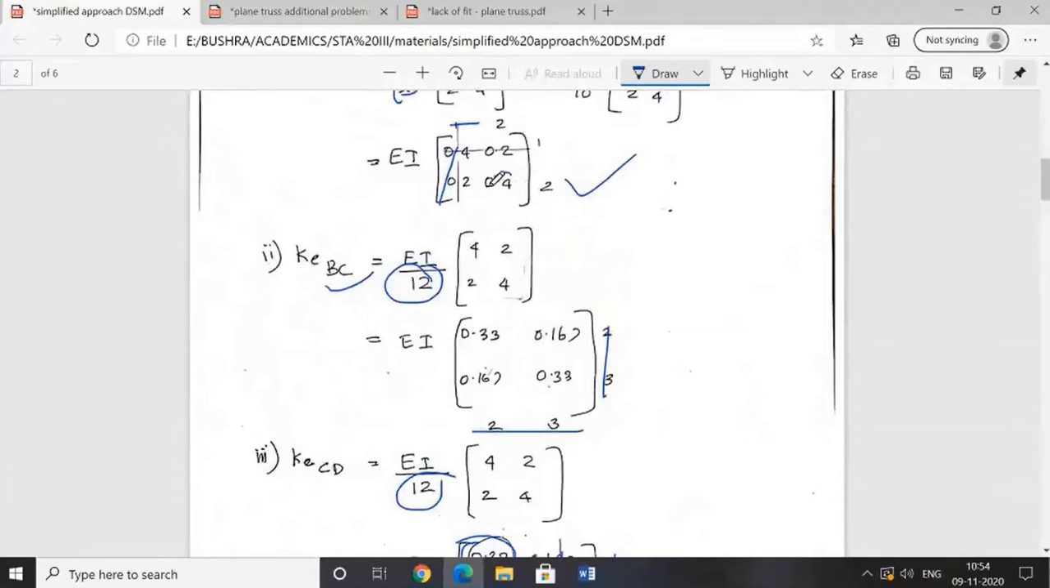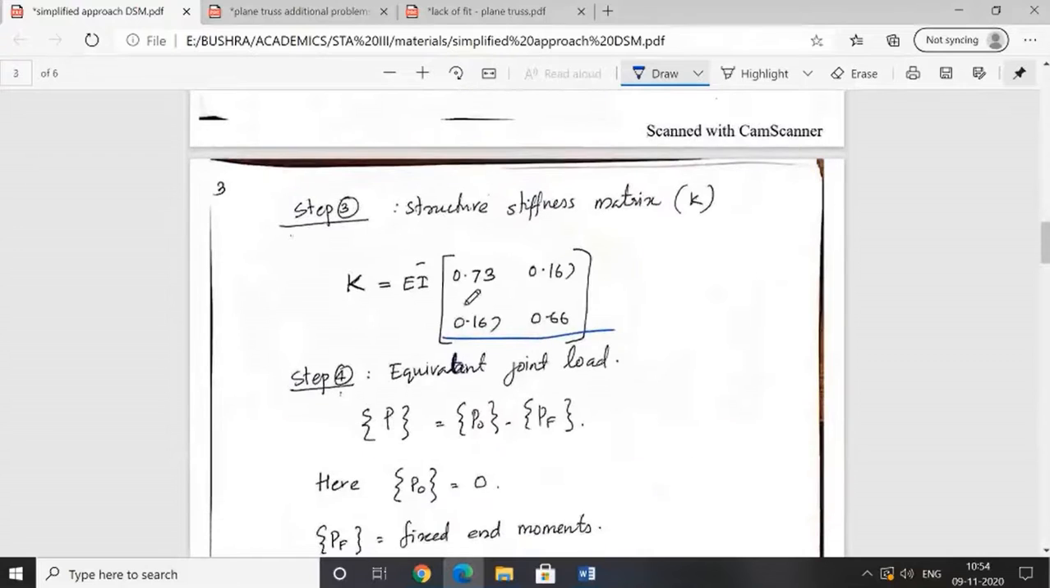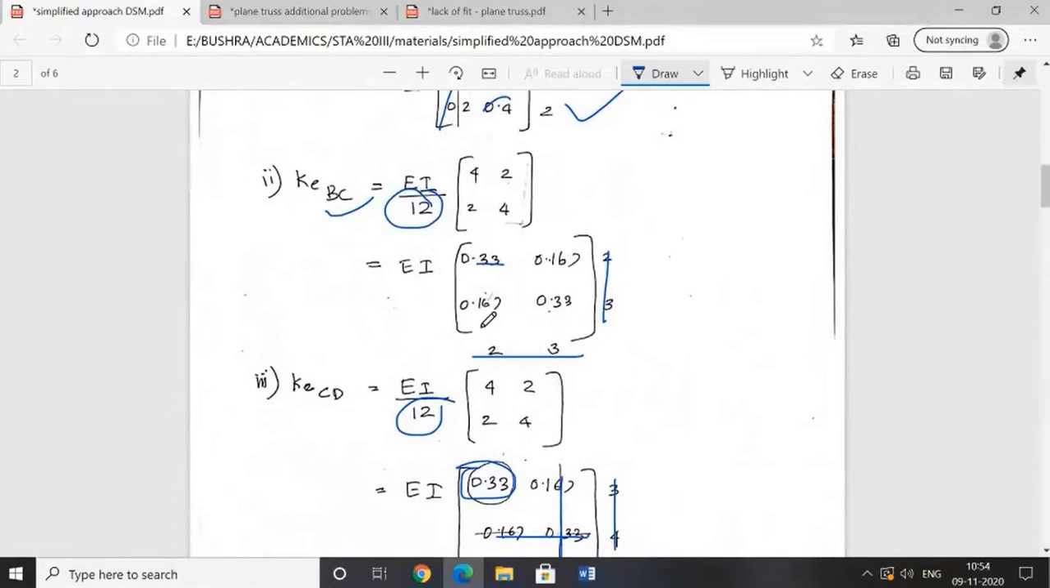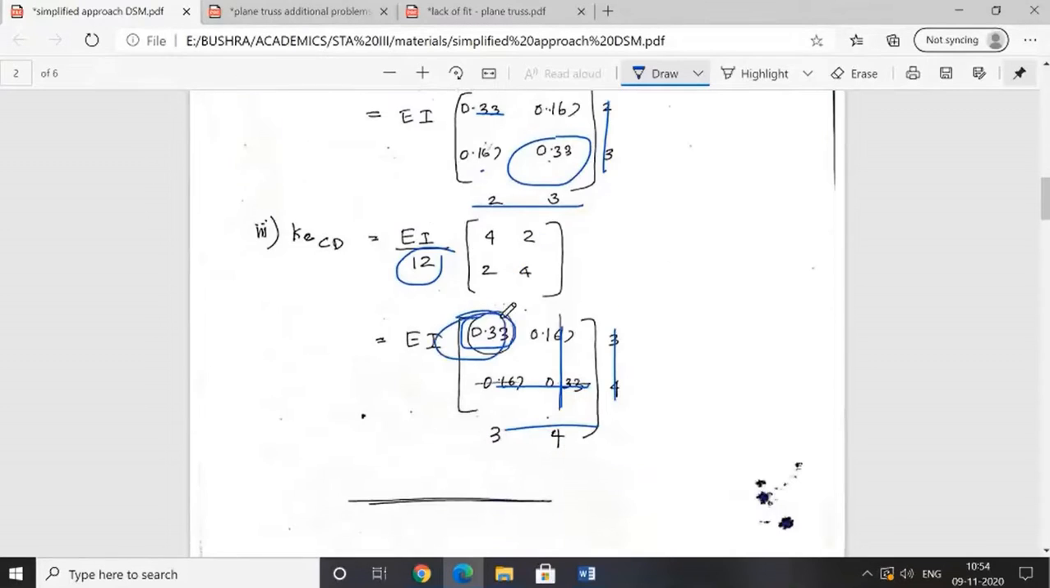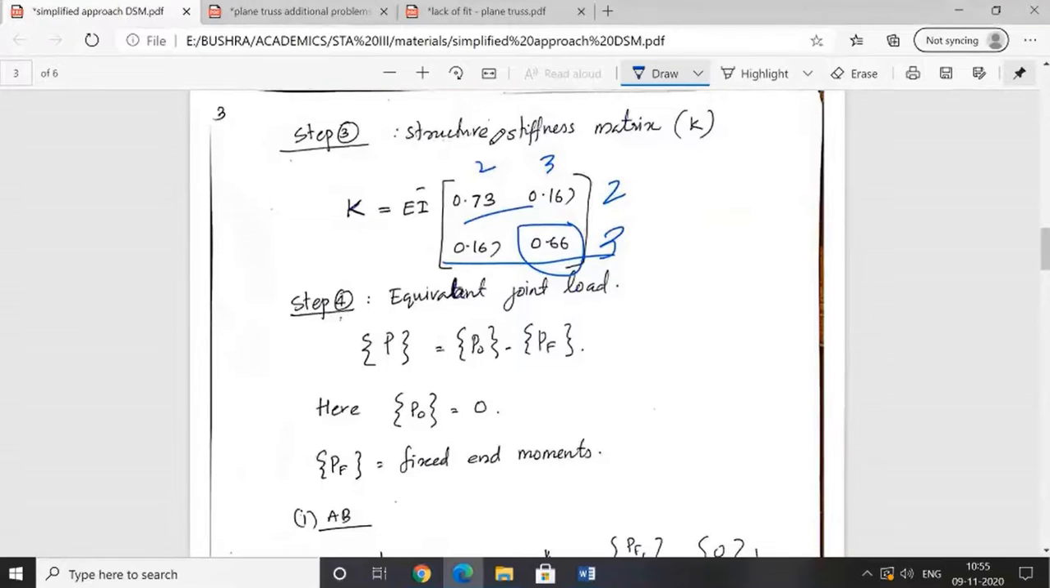So when you add this one, 0.4 plus 0.33, 0.73 you will get here. Then here and here it is 0.167 alone, for 2, 3 and 3, 2. And here you will have 0.33 plus 0.33, 0.66 as the last term. So this is for 2 and 3. Now you go to step 3, the structure stiffness matrix K.